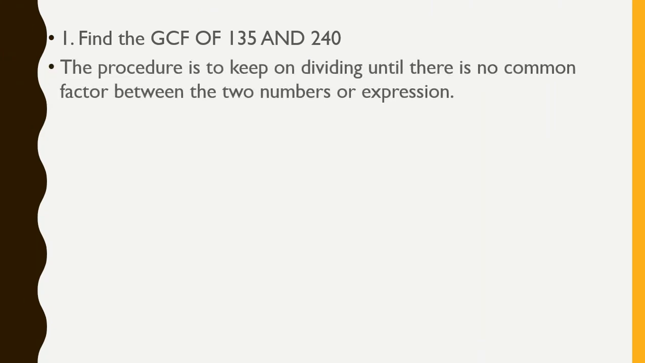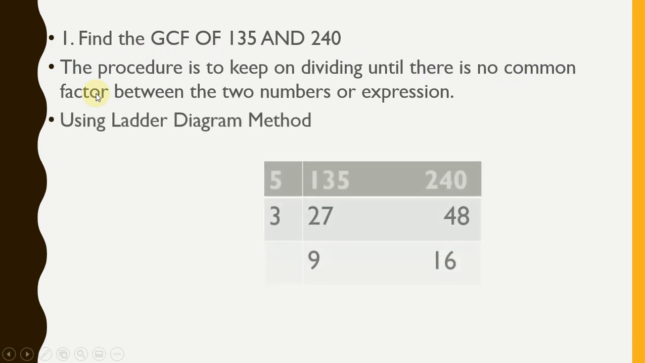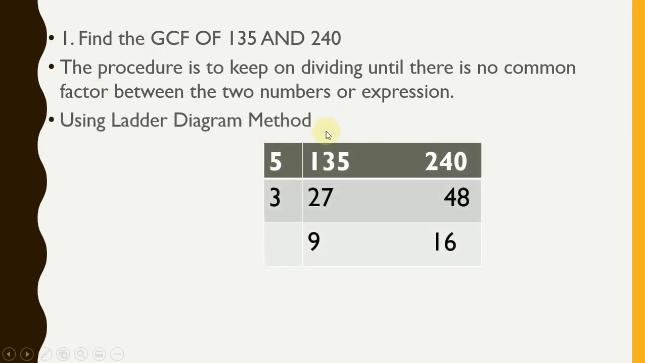Let us have an example. Find the GCF of 135 and 240. So the procedure is to keep on dividing until there is no common factor between the two numbers or expressions. Remember, keep on dividing until there is no common factor. So using a ladder diagram, we need to get the GCF of 135 and 240.